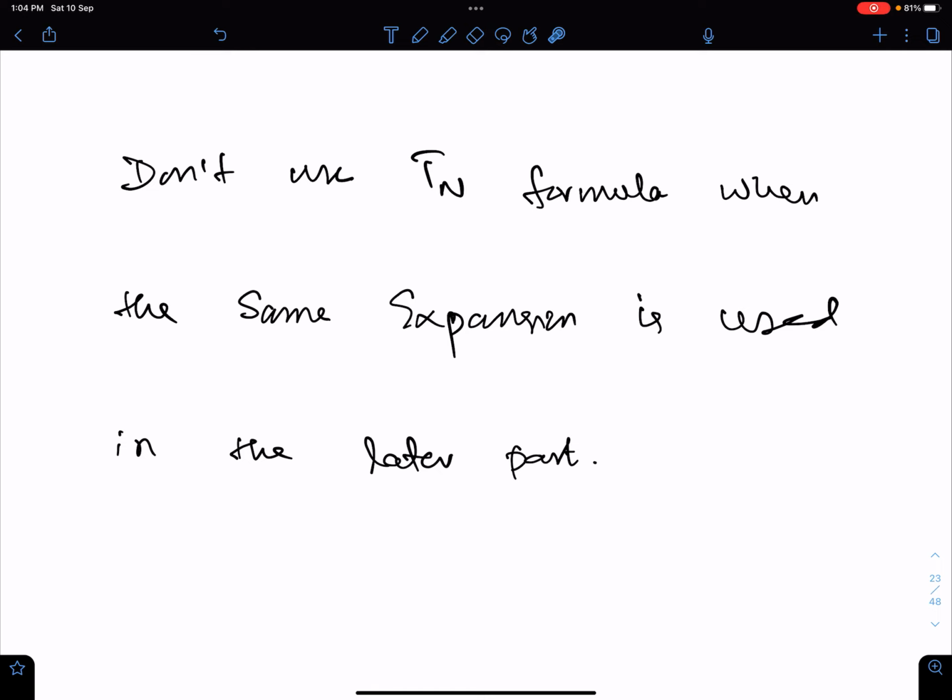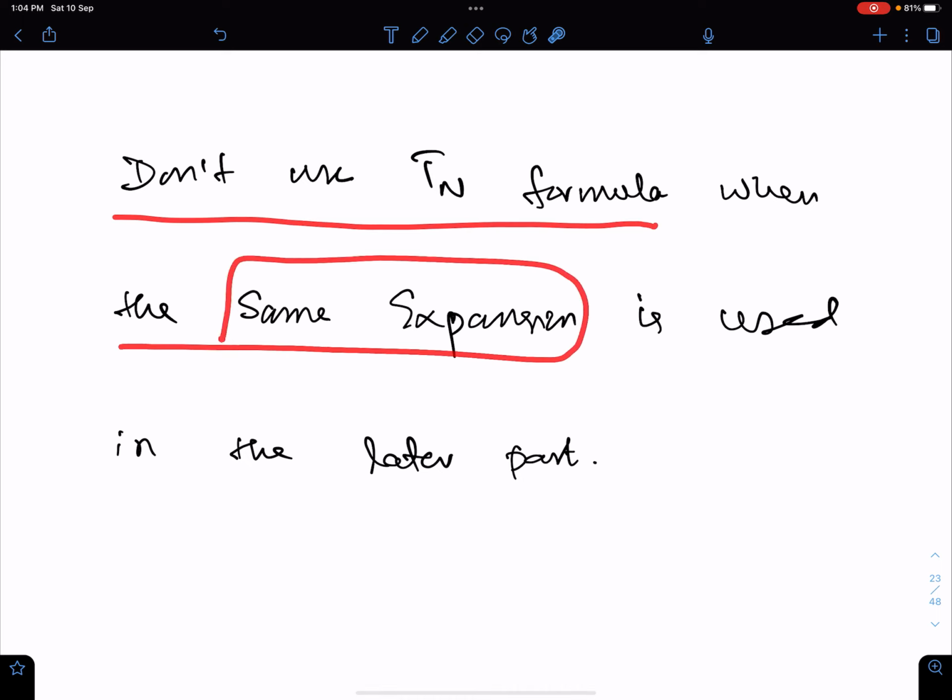In this lecture, we will learn where we do not need to use the Tn formula. So don't use the Tn formula when the same expansion is used in the later part or parts.